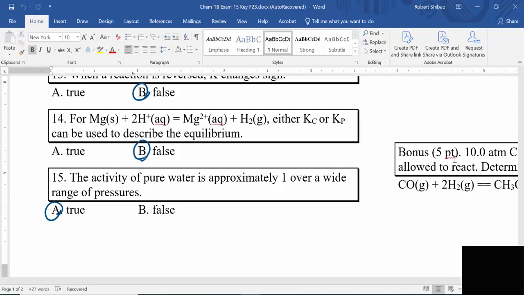So for 14, for magnesium plus 2H plus yields magnesium 2 plus with hydrogen, either Kc or Kp can be used to describe the equilibrium. Kp definitely cannot be used, because the aqueous species, these aren't gases, so Kp. But what about Kc? Kc can be used for the aqueous species, no problem. But Kc can also be used for the gas.